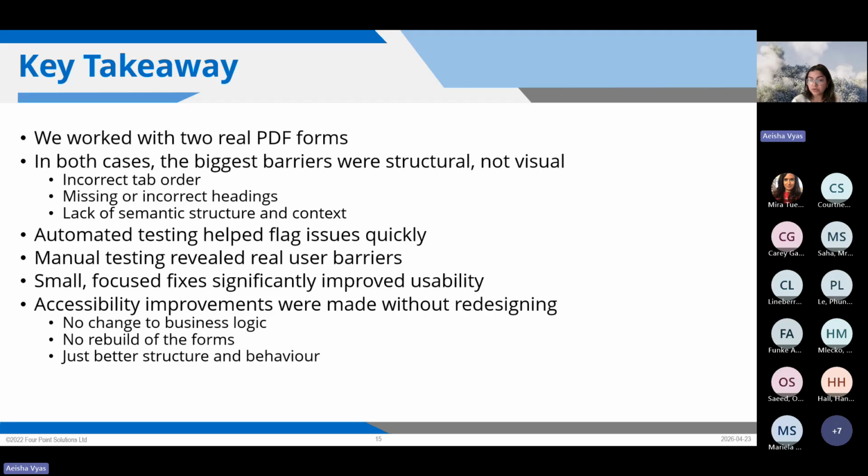We saw how automated testing helped surface obvious problems quickly, but also how manual testing revealed issues that tools alone don't catch, especially around keyboard navigation, focus order, and proper grouping of form elements for better screen reader output.